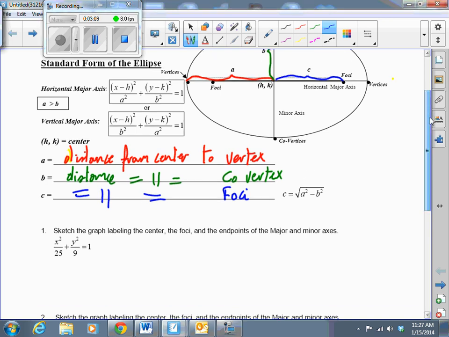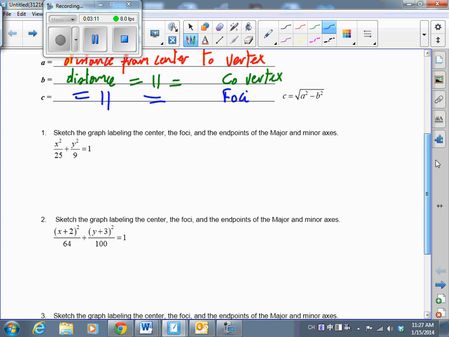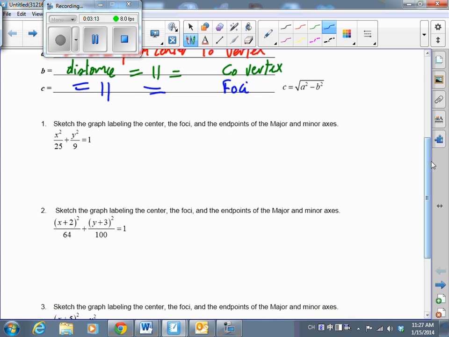Now let's look at the first example. It says, sketch the graph labeling the center, the foci, and the endpoints of the major and minor axis. New words, major and minor. Which one do you think is the major, the vertex or the covertex? The vertex. So that's common sense. Major means the biggest number. Minor means the smallest number. Now, looking at example 1, what is the value of A? A is 5. What about B? 3. Do you think it's horizontal or vertical?